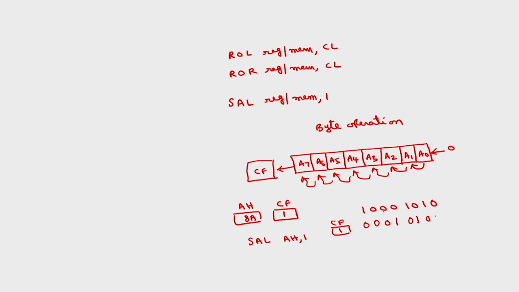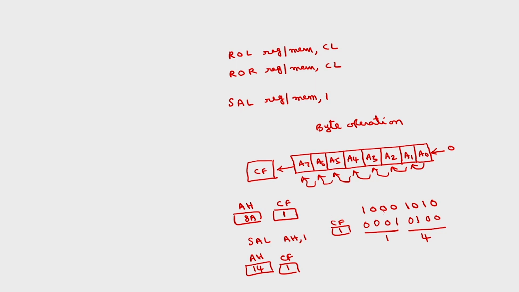Now here, so many zeros will be added. So this position will be loaded with zeros. So this becomes 1, 4. So the contents of AH becomes 14H and the carry flag will anyhow be set. This is about the shift left operation and how it differs from the rotate left operation.